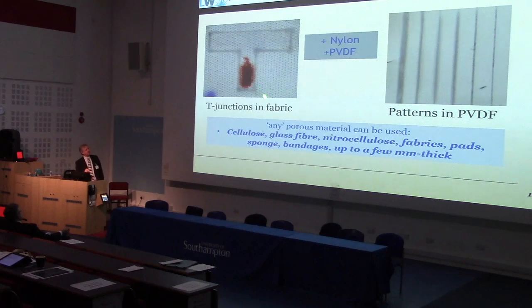You can also do it on other materials, not just cellulose or glass fibre, etc. Other fabrics, pads, sponges, bandages, etc. And patterning inside fabric for smart bandages that tell you you've got an infection by colour change, we think is a good deal. Smart plasters.